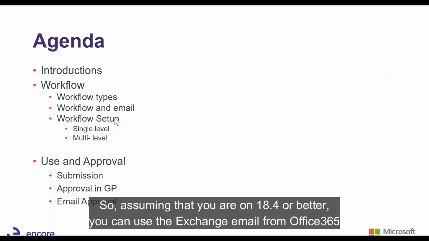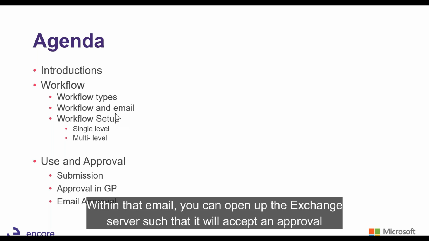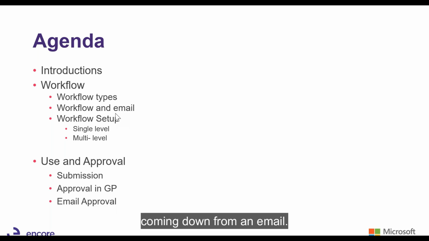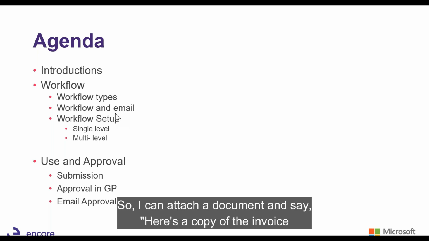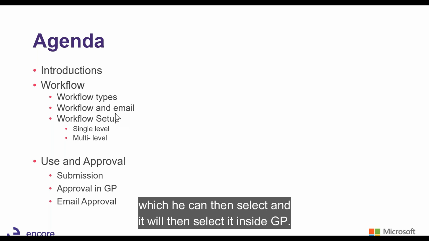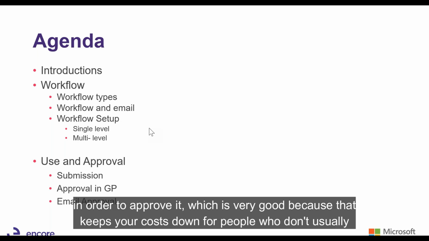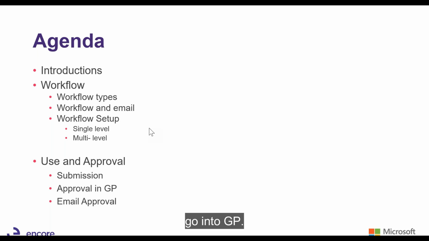It works with email. Assuming that you are on 18.4 or better, you can use the Exchange email from Office 365 to send emails with approvals. Within that email, you can open up the Exchange server such that it will accept an approval coming down from an email. So I can send an email to my manager, and the manager gets to see it. Attached to that email can be a document, such as a copy of the invoice that you're going to approve. You can look at the invoice, and he has an approve and reject on the email, which he can then select, and it will then select it inside GP. That workflow user who is using the email for approval does not require a GP user license in order to approve it, which is very good because that keeps your costs down for people who don't usually go into GP.